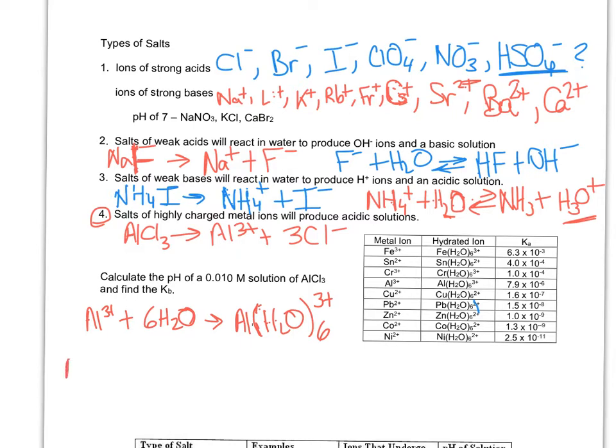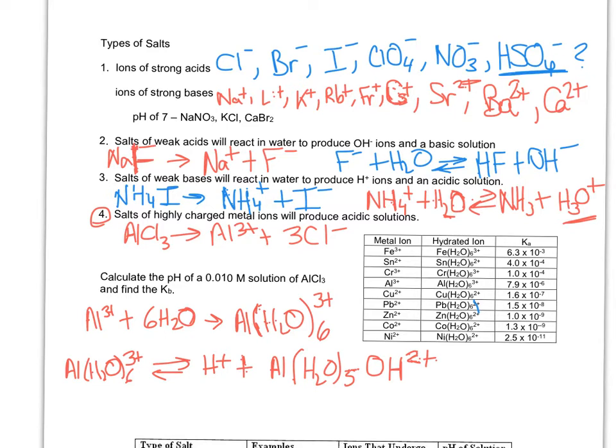Then that complex ion, the Al(H2O)6 3 plus, has an equilibrium where it produces an H plus from one of those waters. And then what's left, this is a little bit confusing. So this had 6 waters in it. One of the waters gave off an H+.